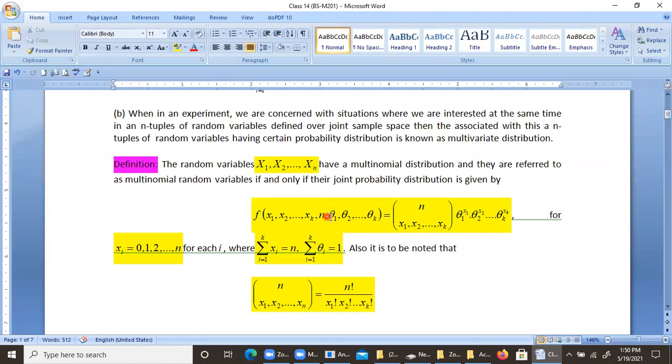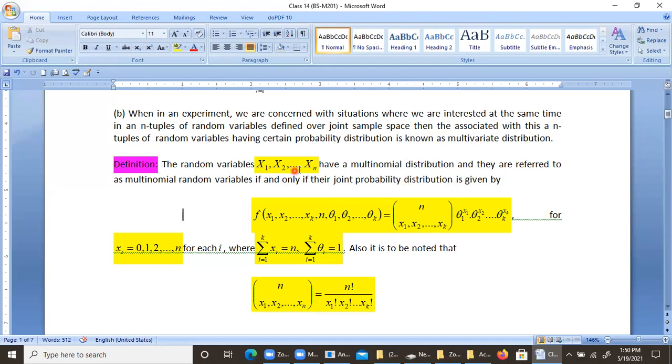And corresponding to that, if we consider all these probabilities together and add them up, if they sum to 1, if these two conditions are satisfied and their joint probability distribution is of this form, then such an n-tuple of variables is said to have a multinomial distribution.